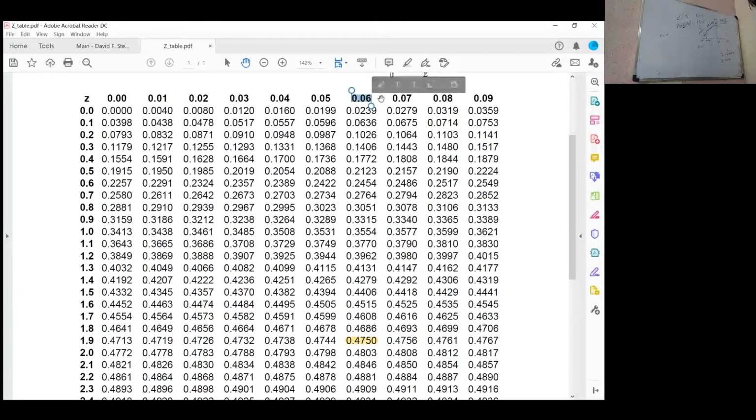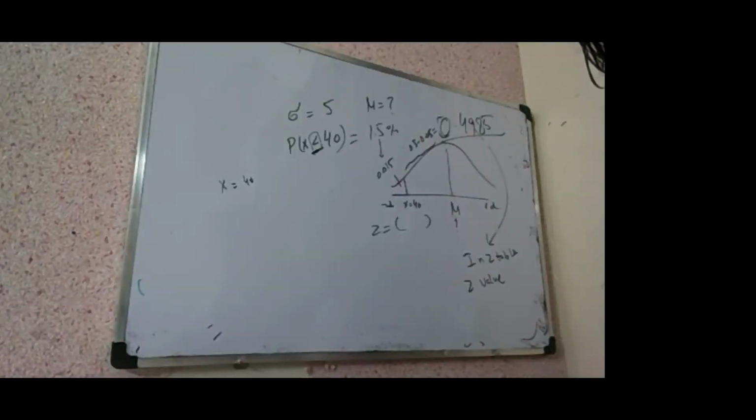So you can either take 0.6 or 0.7, or you can take the midpoint, which is 0.675. I will just take one value, which is 2.96. So I will say 2.96, and because it's on the negative side, I will just take minus. So now the rest is easy.